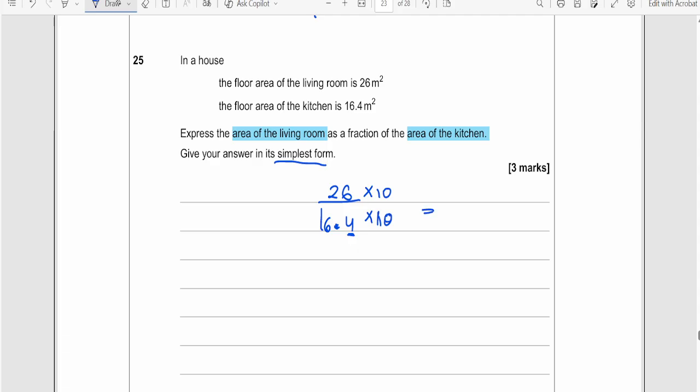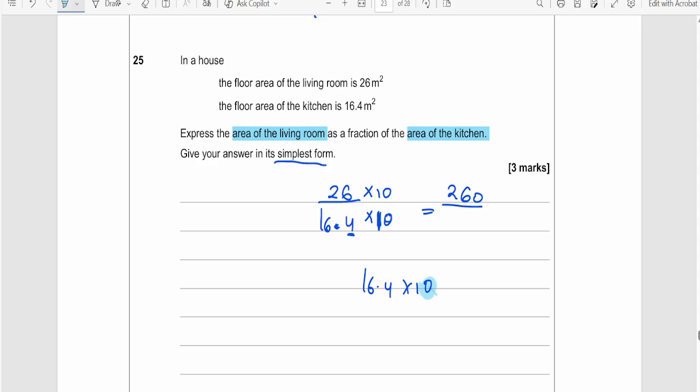Okay. So this 26 times 10 is, is it 260? Okay, and 16.4 times 10 is, 16.40. No. When we multiply a decimal number with 10, 100 or 1000, how many zeros are there?